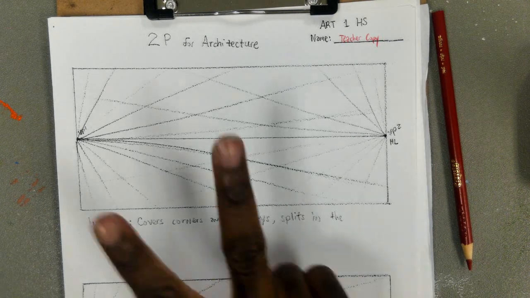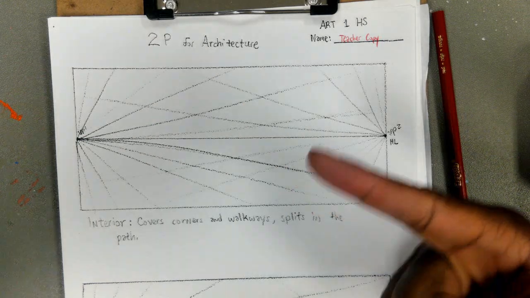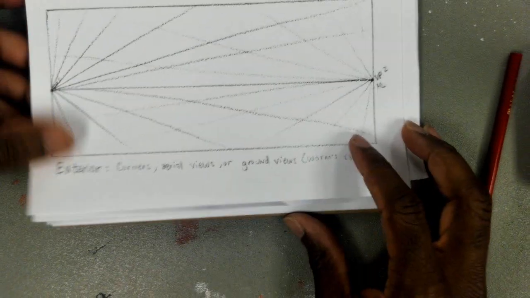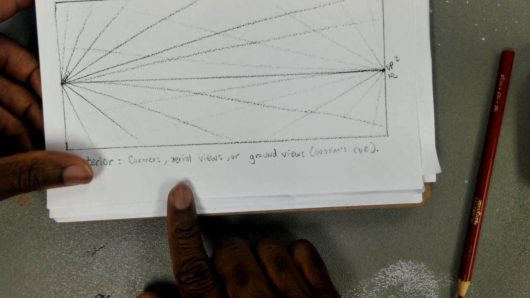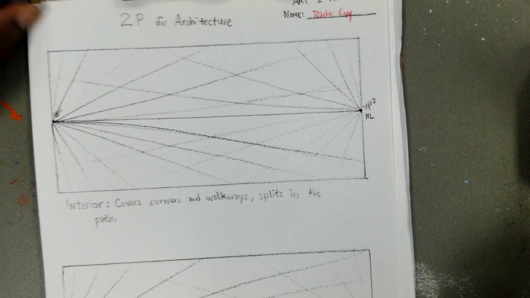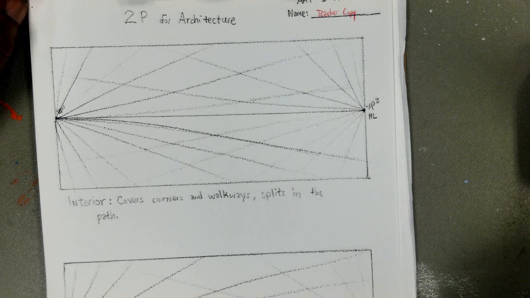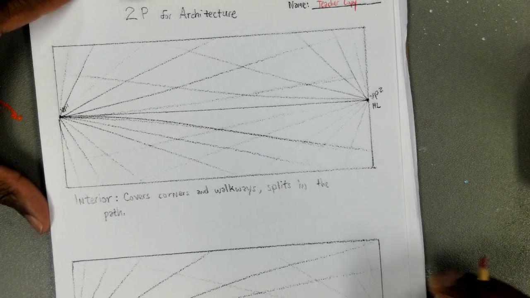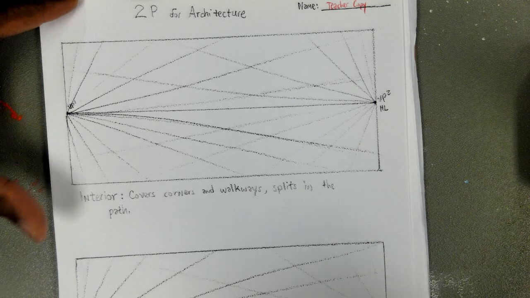Now this is split up into 2 sections. One will be for interiors, which generally covers corners and walkways, and is split into a path. And the other will be for exteriors, which covers corners, aerial views, or ground views, otherwise called worm's eye. This ties directly into your project, which will be on Monday, or Tuesday at the latest, and you will have to draw a building from a set number of angles. So let's start only with interiors.